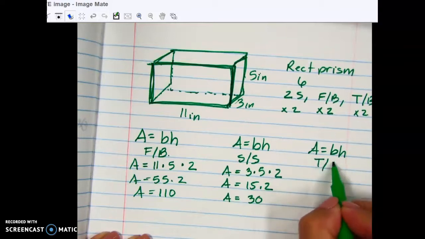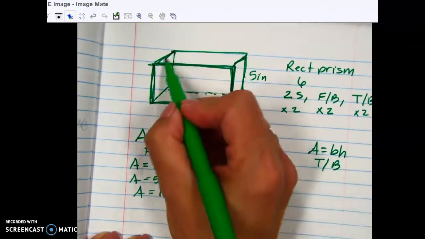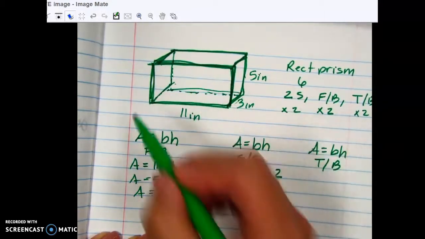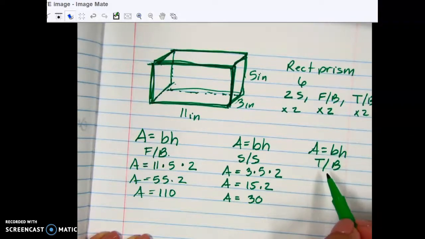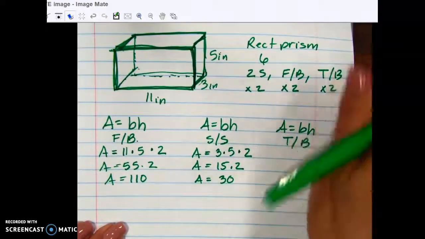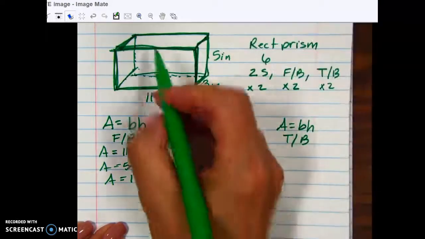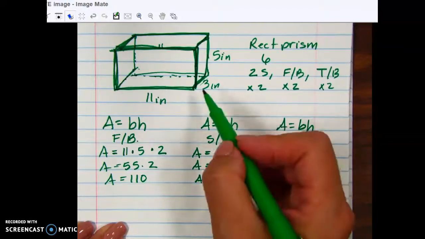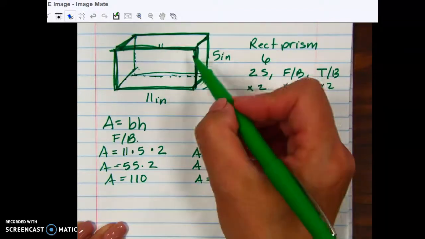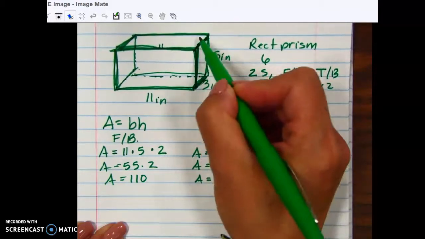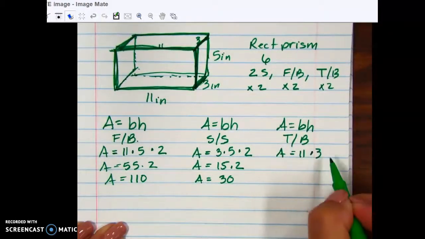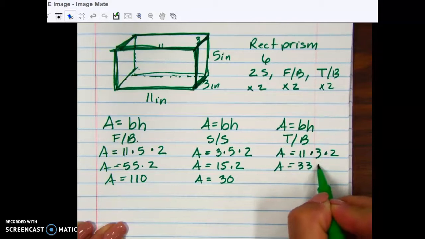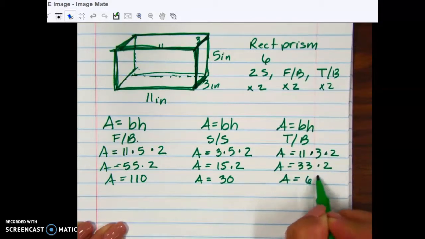Let's now do the final set, which would be top and bottom. Here's my top, and of course, here's my bottom. I use the same formula because they are rectangles. So if this is 11, then I know this is 11. So area equals 11. If this is 3, then I know this is 3. So I have times 3, and there's 2 of them. So I say area equals 33 times 2, area equals 66.